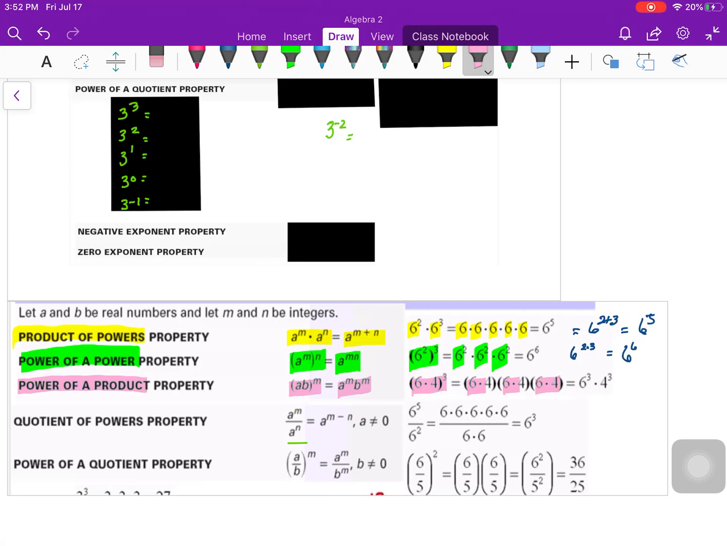So an example of that would be 6 times 4 cubed. So it's a 6 times 4, a 6 times 4, a 6 times 4. That leaves me with 3 6s times 3 4s. 6 cubed times 4 cubed.